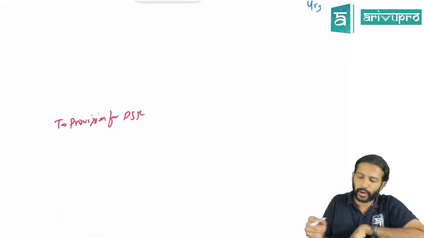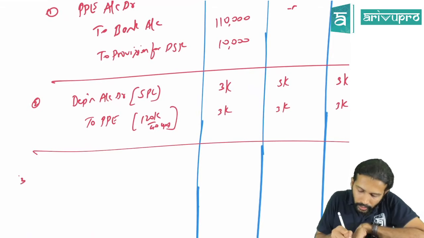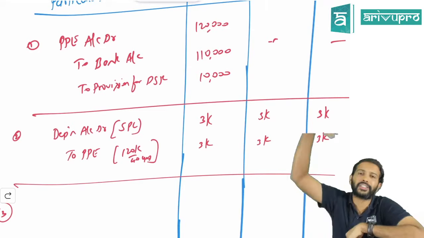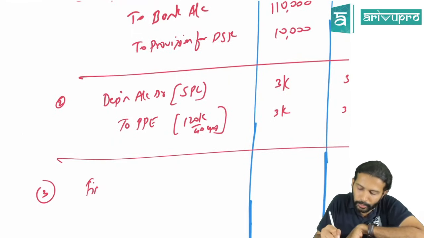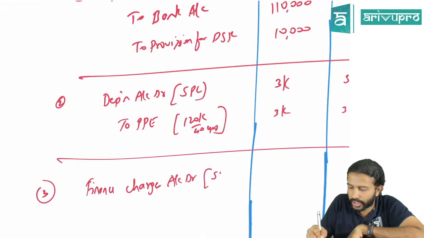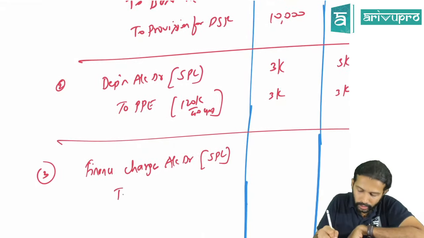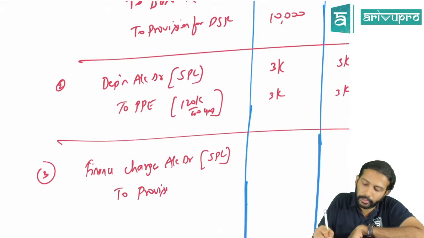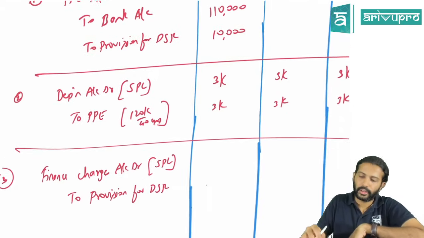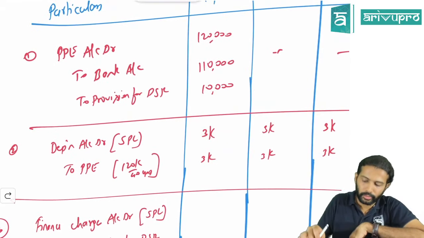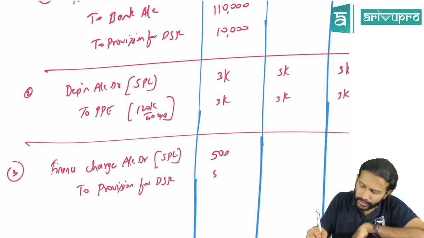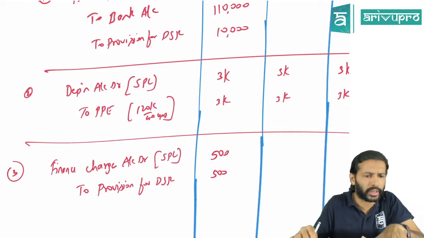Then what happened? This provision, can you show it at 10,000? No. As years pass by, you have to increase the provision balance also. So the journal entry will be finance charges account debit. This finance charges will go to the statement of profit or loss. Finance charges account debit to provision for DSR, so that you can calculate this. Provision was 10,000 initially, no? So if you calculate, it will be 10,000 into 5% first year. It will be 500. I think here there's a small round off. One moment, hang on.